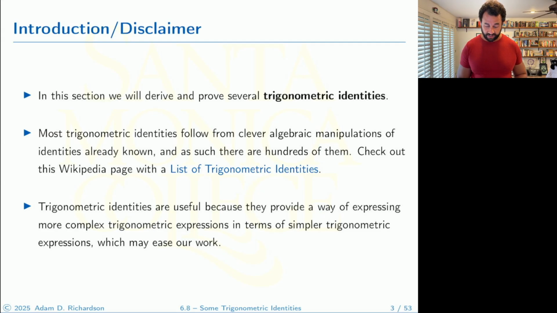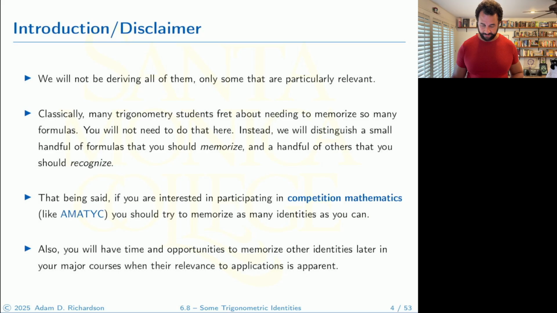If you're interested, you can check out the Wikipedia page that has a list of trigonometric identities, and you will see just how many of them there are. There's just hundreds of them. So trig identities are useful because they provide a way of expressing more complex trigonometric expressions in terms of simpler trigonometric expressions. And that can make our work a little bit easier. In particular, in Calculus 1 and Calculus 2, you're going to use these identities to make things easier. That's why they're important, okay?